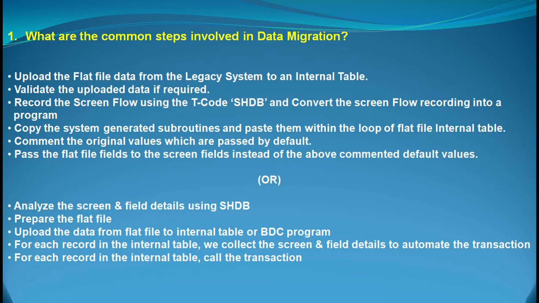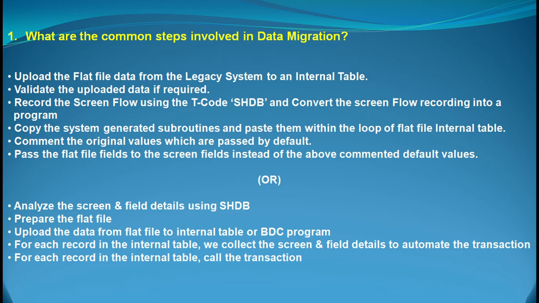And you convert the screen flow recording into a program, which means here SHDB would convert the screen flow that you have already generated into a program. Now, for the program that you have generated, you have to copy the system generated subroutines as well, apart from the program, and paste them within the loop of the flat file internal table, right? Then you have to comment the original values which are passed by default, right? Because you're not passing all the default values, you're passing the values which you require, so that has to be ensured, otherwise you would definitely have inconsistencies.